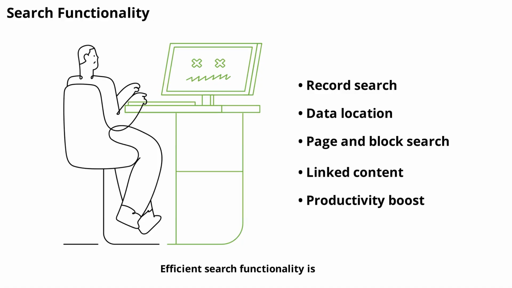Efficient search functionality is crucial for finding information quickly. Airtable's search features help users locate records and data across bases. Notion's powerful search allows users to find pages, blocks, and linked content. For small businesses, fast search saves time and improves productivity. We'll review the search capabilities of each platform.